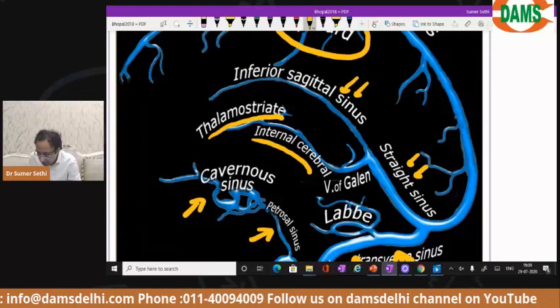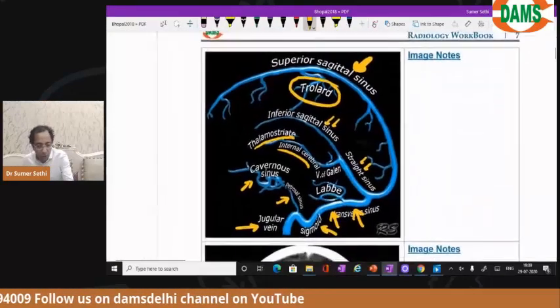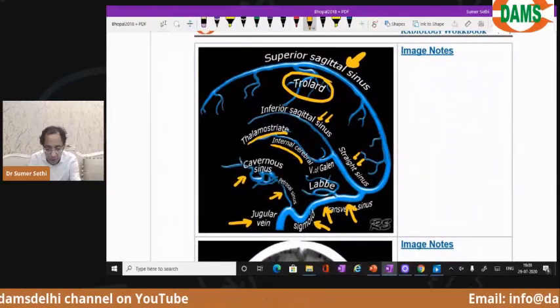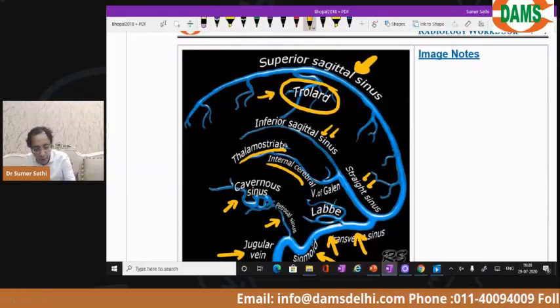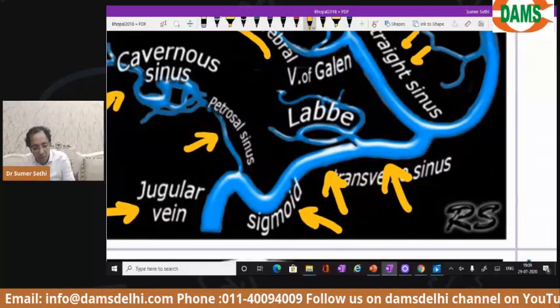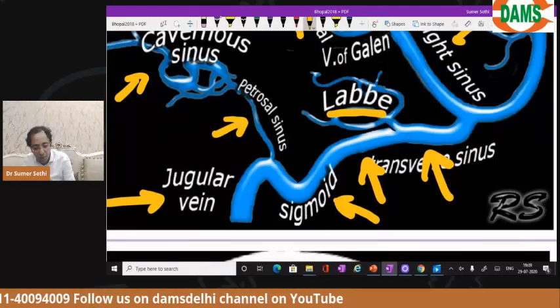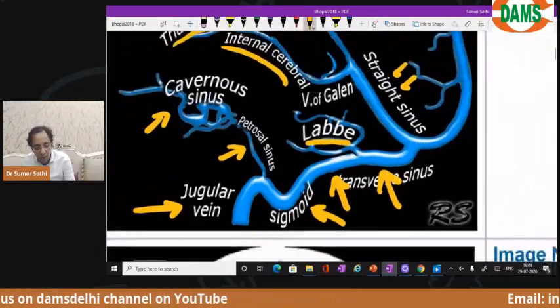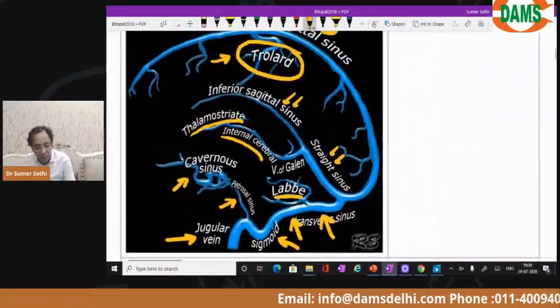Everybody understands? Okay. Now, I'm showing you again. बच्चे, देखो दोबारा से. Please see with me. Superior sagittal sinus. The vein that is draining into the superior sagittal sinus is the vein of Trolard. The vein that is draining into the transverse sinus is the vein of Labbé. The transverse sinus continues into the sigmoid sinus. The sigmoid sinus continues into the jugular vein. And the sigmoid and the cavernous sinus are connected by the petrosal sinuses.